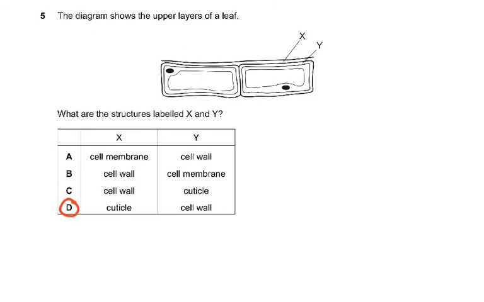Then coming on to question number 5, the diagram shows the upper layers of a leaf. What are the structures labeled X and Y? Now X is a non-cellular layer. Now that has to be the cuticle. And Y, this double line that they show you, is the cell wall, which is made up of cellulose, which is a carbohydrate.